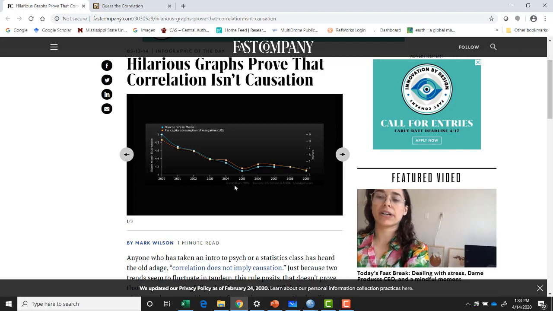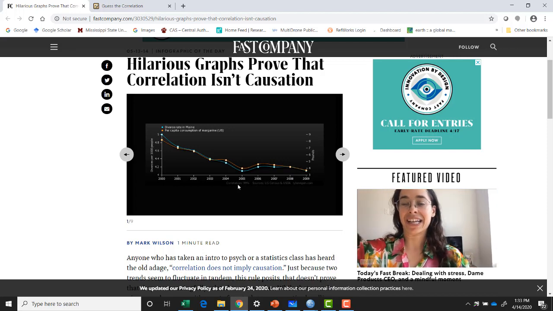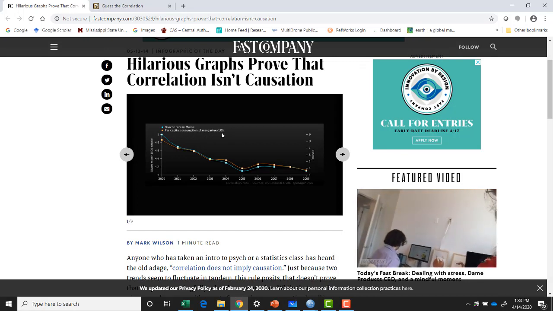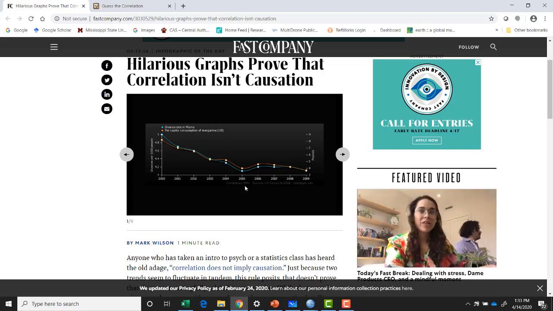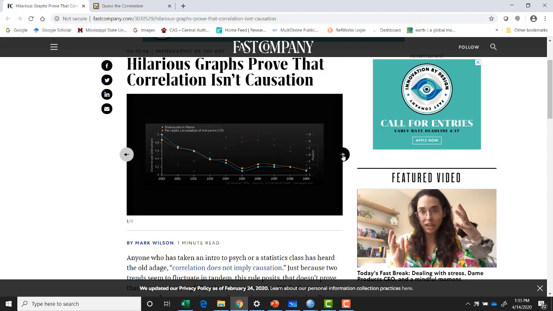The gray here is really bad, so I'll read this out to you. This is the divorce rate in Maine and the per capita consumption of margarine. And these things have a correlation of 99%, or 0.99. So they have a really high R. They go down together pretty much. And I think it's just two things that are slowly going down over time. One doesn't cause the other.